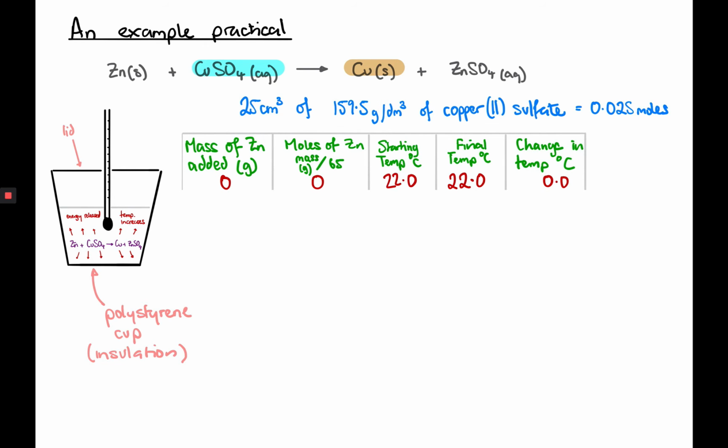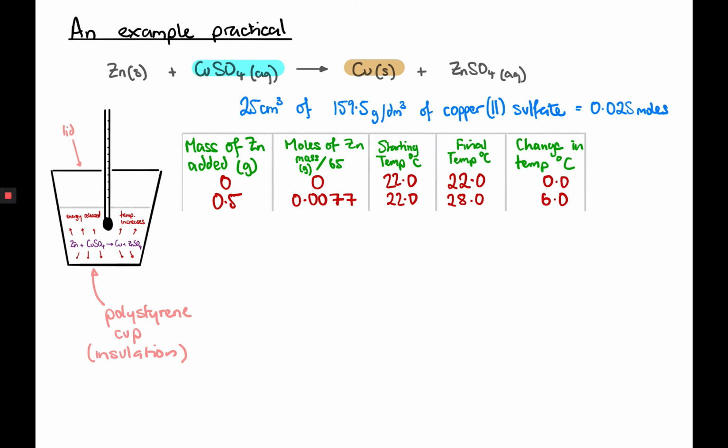So this is going to be my table. So the mass of zinc that I've added, I'm going to just record. This is not what you would normally find on a table of results, but I'm doing this to explain something shortly. So I'm going to translate or turn that mass into moles. I've got a starting temperature, I've got a final temperature, and therefore a change in temperature. And obviously, if I don't add any zinc, the temperature doesn't change, so I don't get any change in temperature. So now I'm going to start adding the zinc.